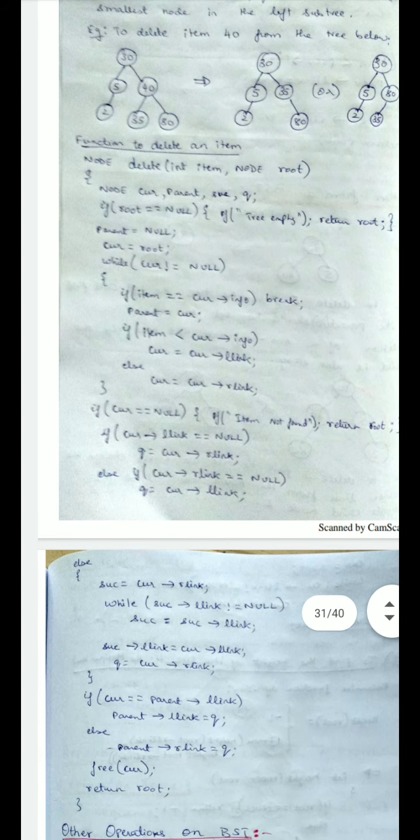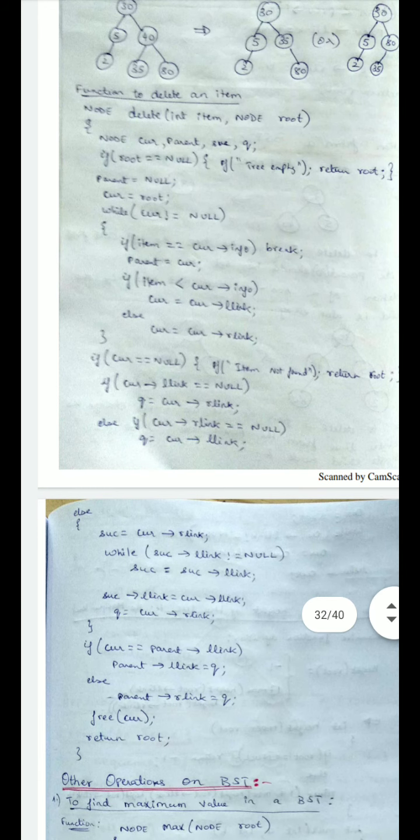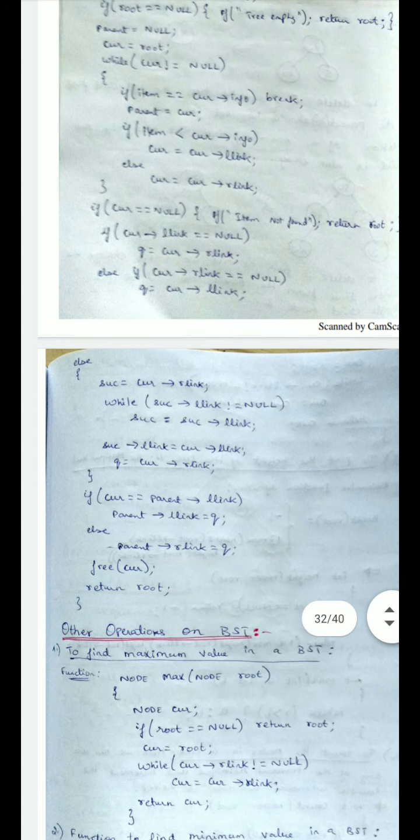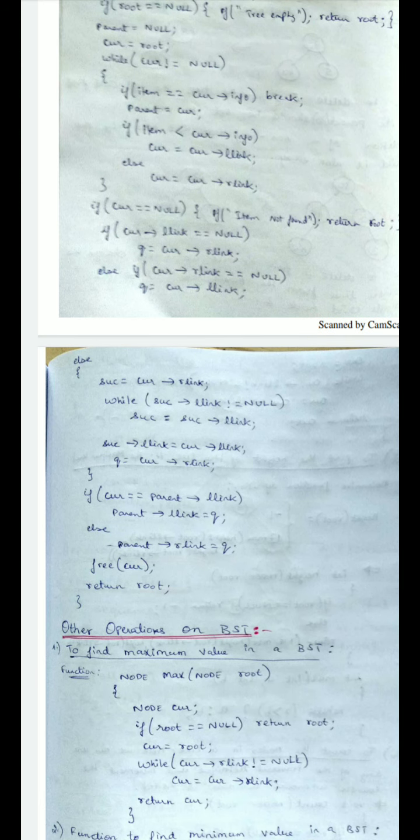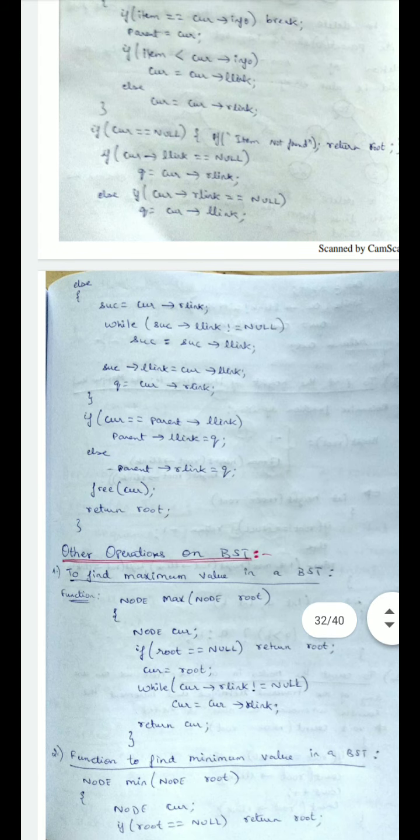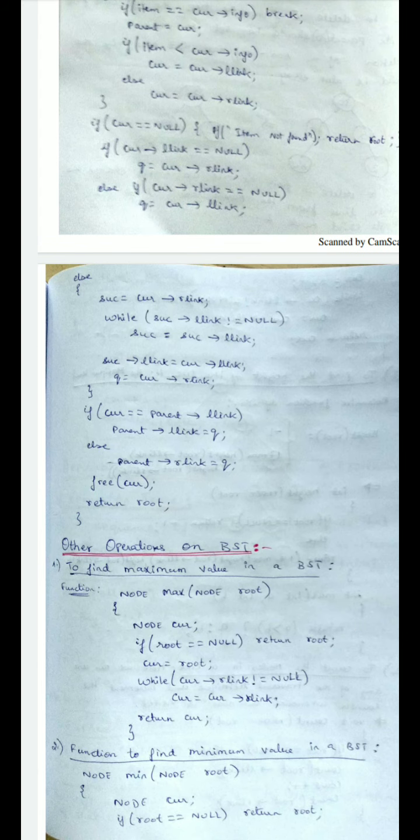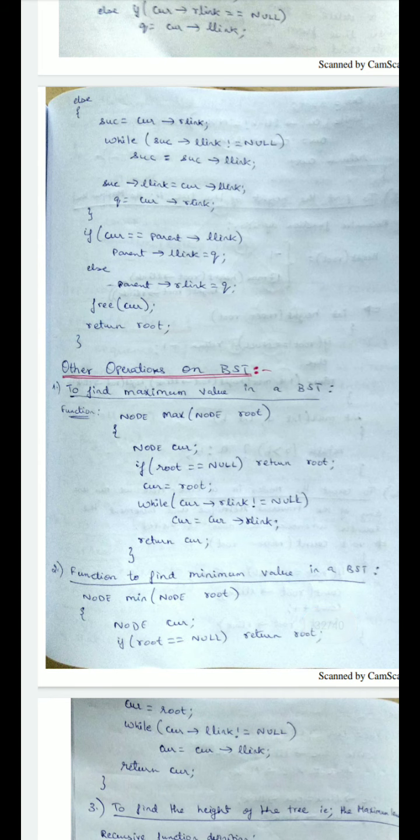If the current node value is null, it indicates that the item is not found. If the current link value is equal to null, you connect that node to the root node. Otherwise, you connect to the right node. Similarly, for the successor value of the current link, you go on connecting to the left node or the right node, and finally you return the root node. This is about the deletion operation.